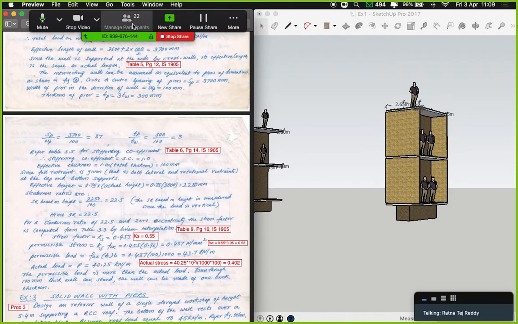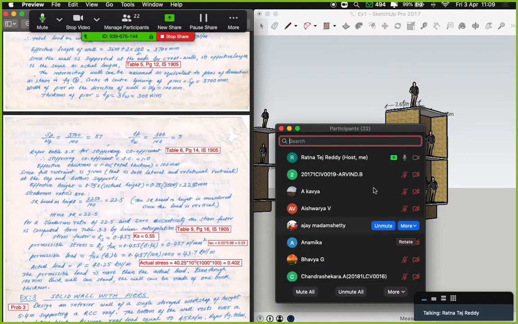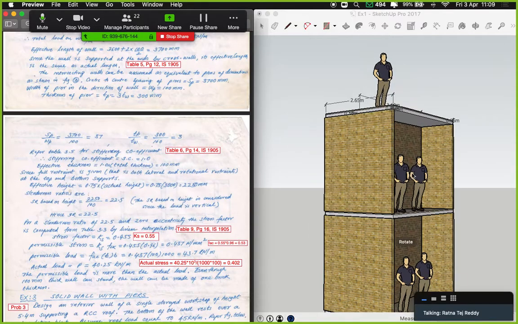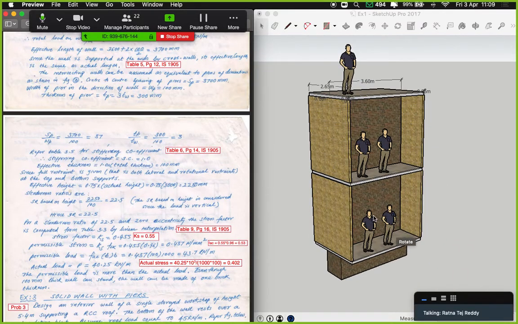In the next example, please mute your microphones, Sriharsha. Yeah, thank you.